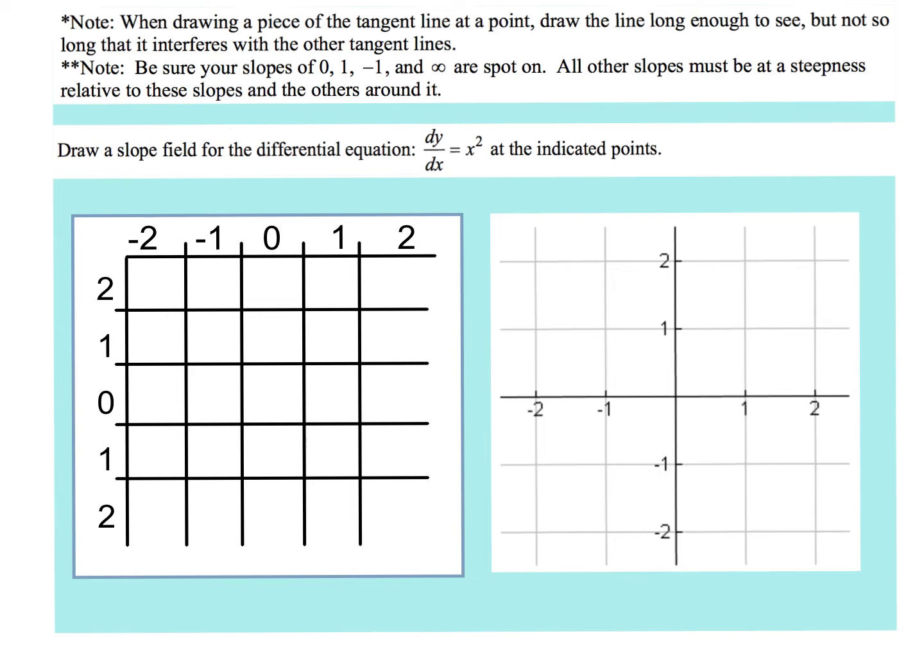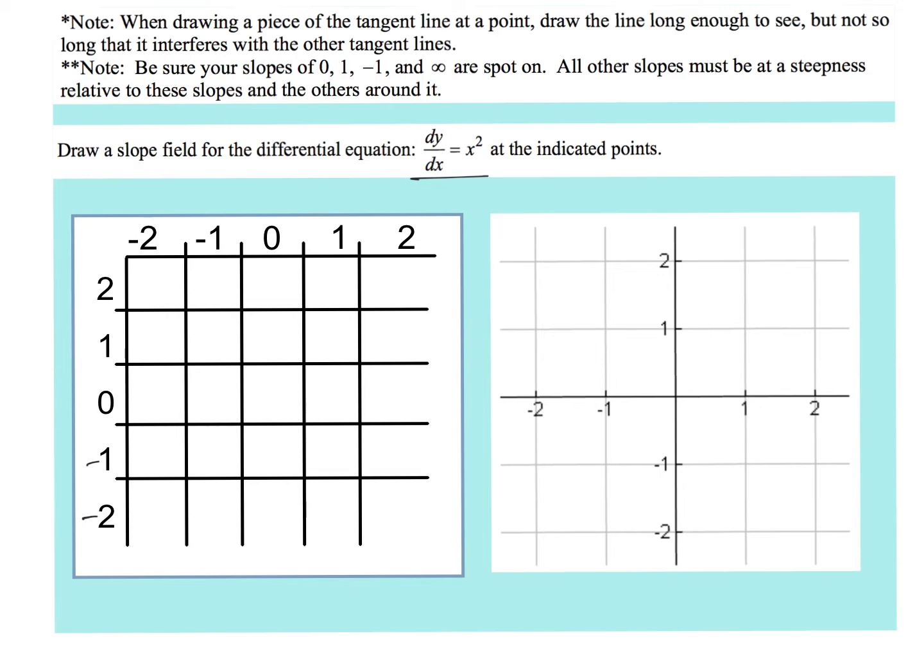So here we go. We have dy/dx equals x squared. This one is in explicit form. However, it doesn't always have to be. I'll be talking about the nuances of these, but we're going to start out easy.